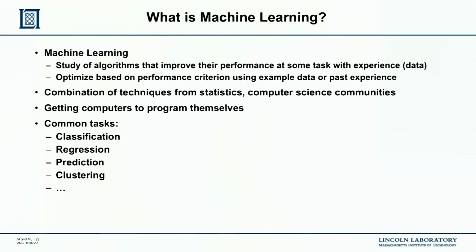Machine learning is a combination of techniques from statistics and computer science communities. And it's the idea of getting computers to sort of program themselves. Common tasks within the world of machine learning could be things like classification, regression, prediction, clustering, etc.